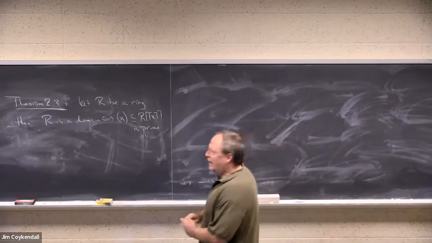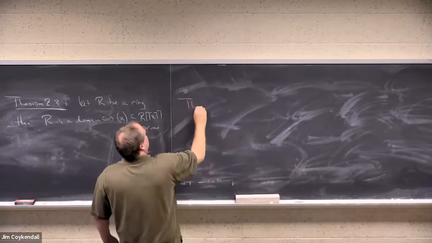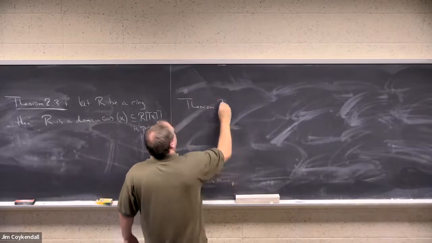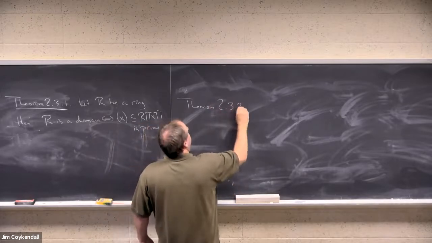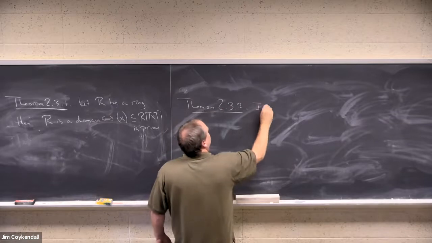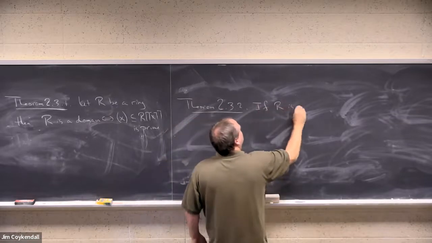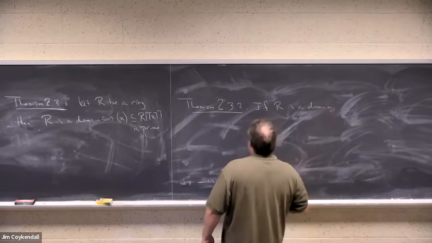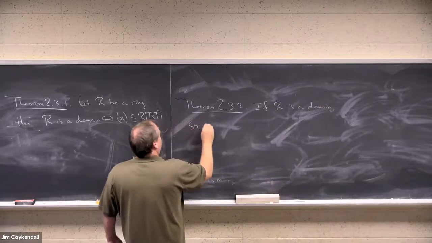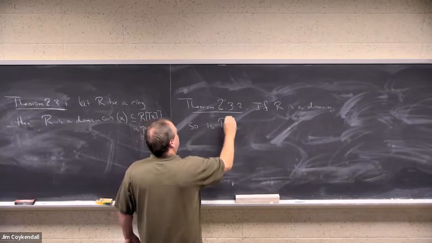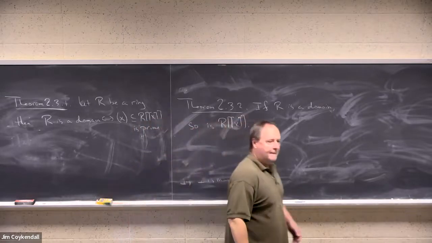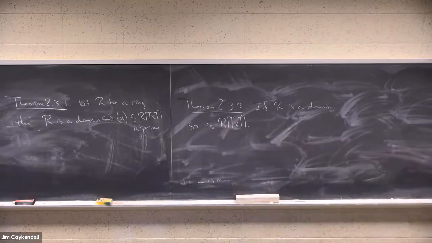Here's another analog. So this theorem is essentially the same as for polynomials. Here's another one that's the same. If R is a domain, then R[[x]] is a domain too. I'm going to look at this proof just for a minute.